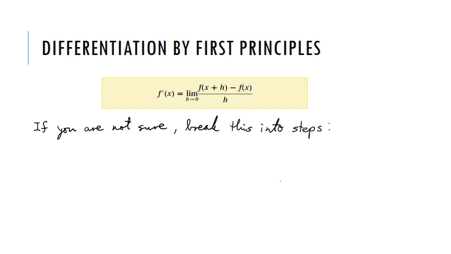First of all, you have this bit on the top here. Now you have f of x plus h minus f of x. That comes from what we were doing on Friday. We're looking at the difference between the two y values. So this is still finding the gradient, in other words.